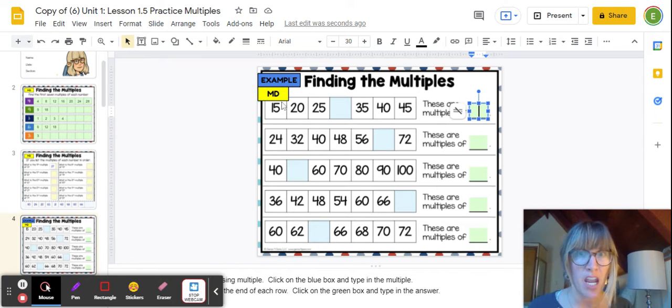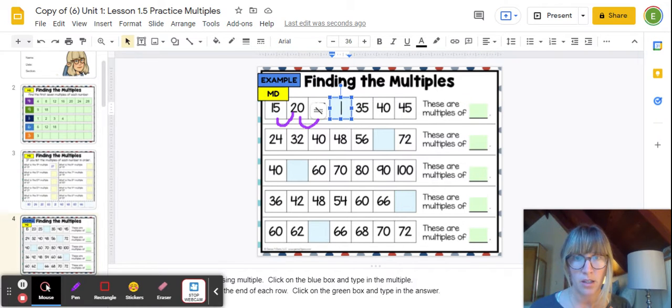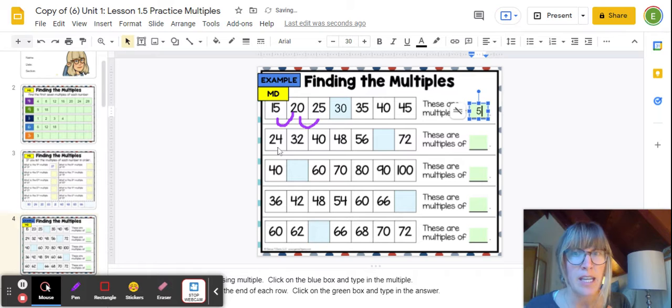So here you're going to work backwards a little bit. You're going to find the missing multiple. You're going to solve a little bit of a mystery, right? So you want to find what the difference is in these patterns. So 15 plus 5 is going to get you 20, 20 plus 5, and so on. So we know that we're going to want to add 5 here to make 30. And then we know that these are all multiples of 5.